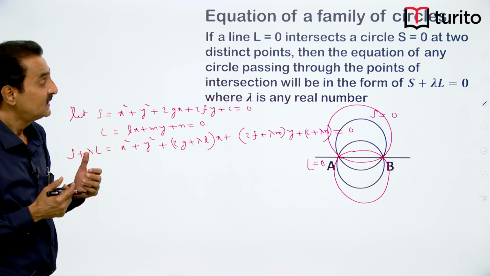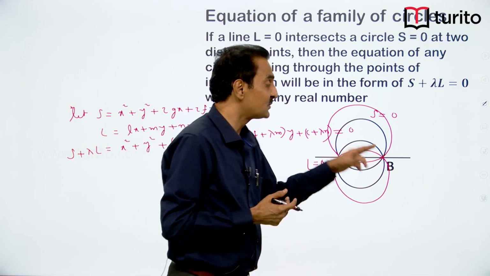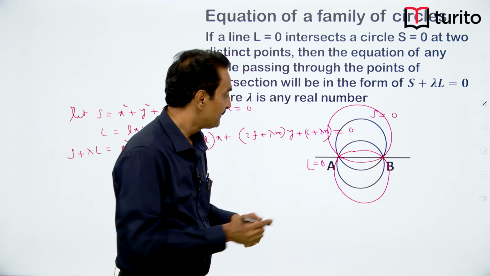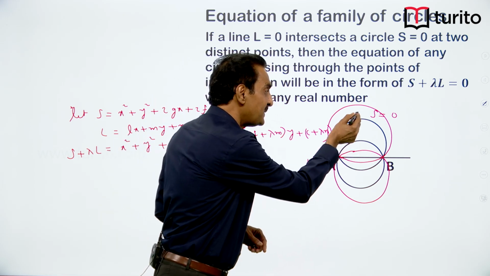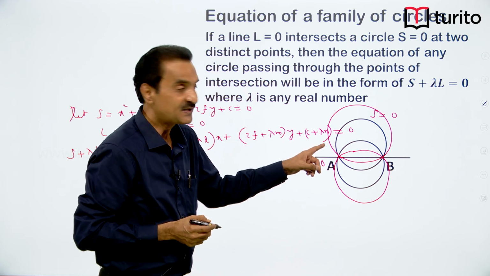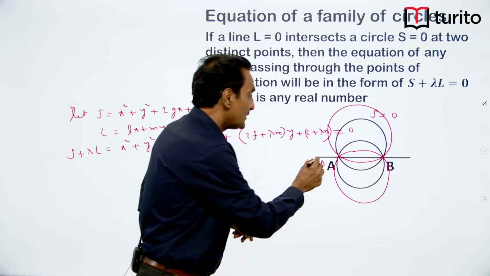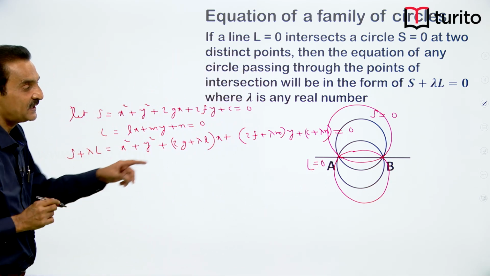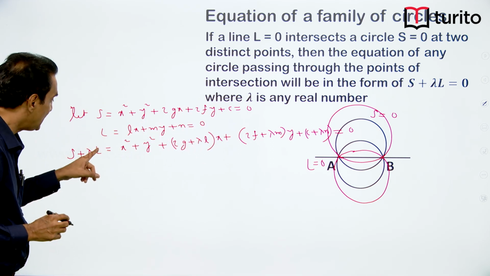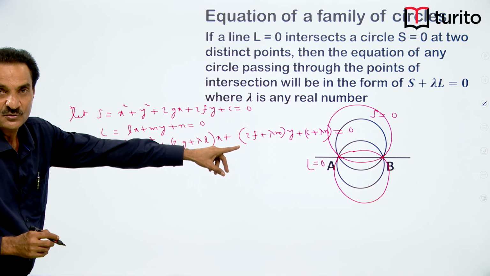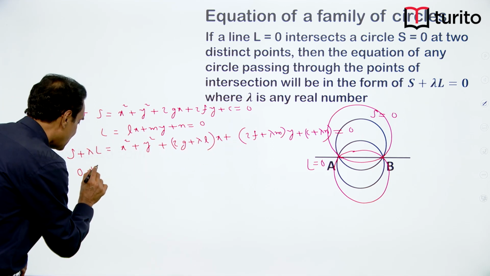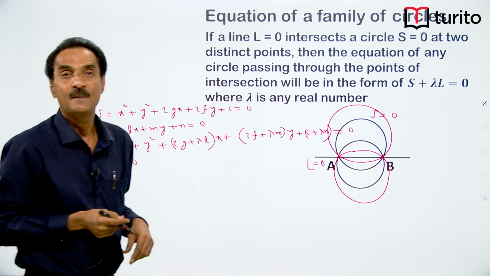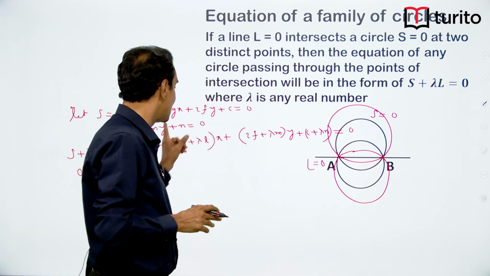Now, my question is, how can you say that it passes through the points A and B, the points of intersection? Very simple to prove. A and B satisfy both the equations. They are the points of intersection of S and L. So, if we substitute A in S plus lambda L, what happens? S will be satisfied because A lies on S, and L becomes 0 when you substitute A. So, you will get 0 plus lambda into 0, it will be 0 for any value of lambda. So, definitely A lies on the circle.